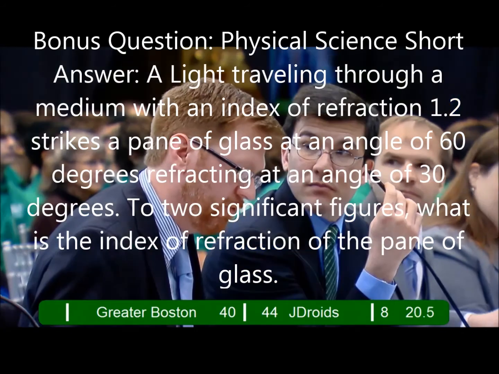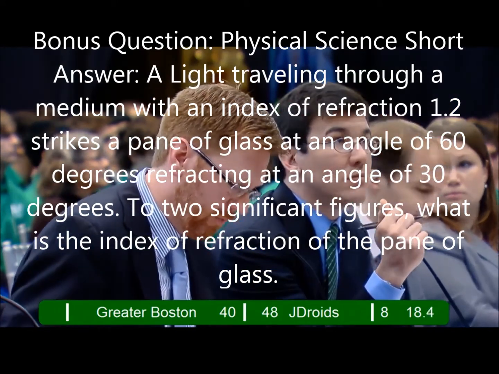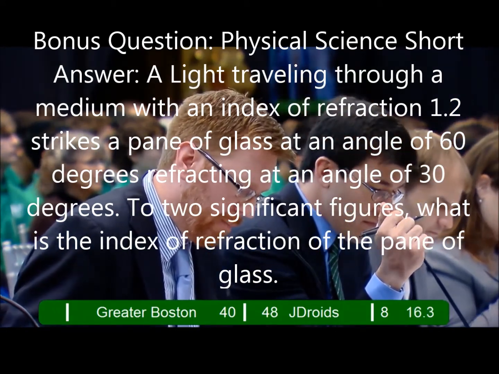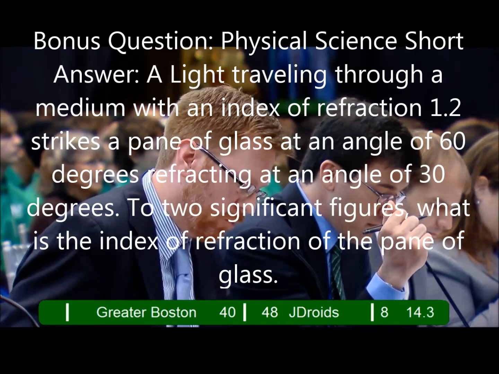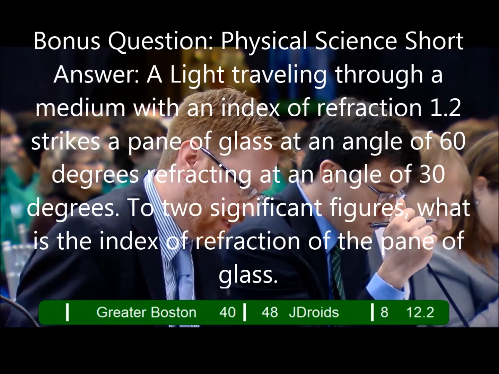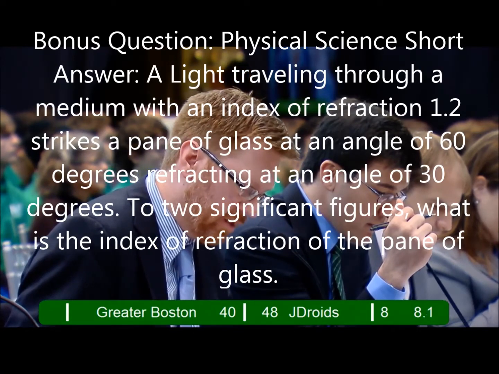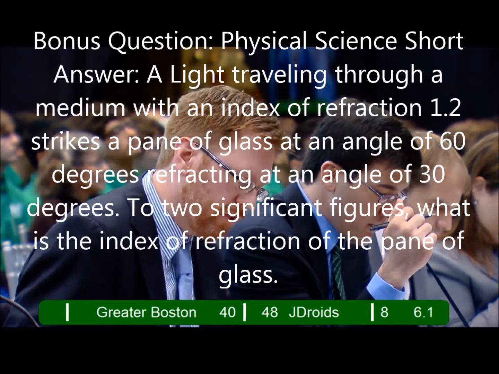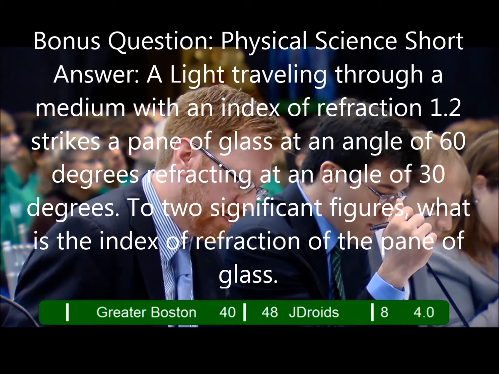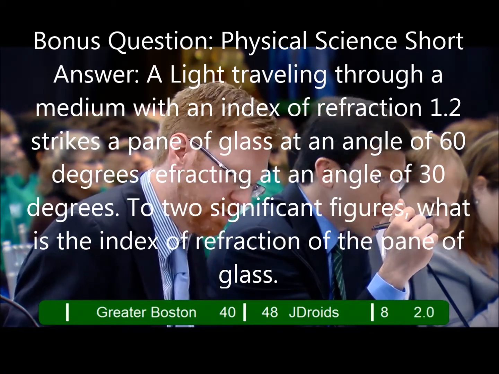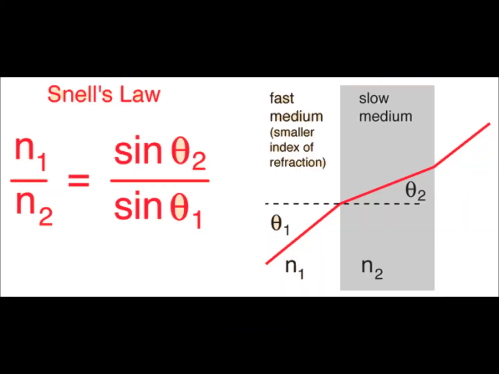Bonus question. Physical science, short answer. A light traveling through a medium with an index of refraction 1.2 strikes a pane of glass at an angle of 60 degrees, refracting at an angle of 30 degrees. To 2 significant figures, what is the index of refraction of the pane of glass? For this question, you will need to use Snell's law, which is listed.